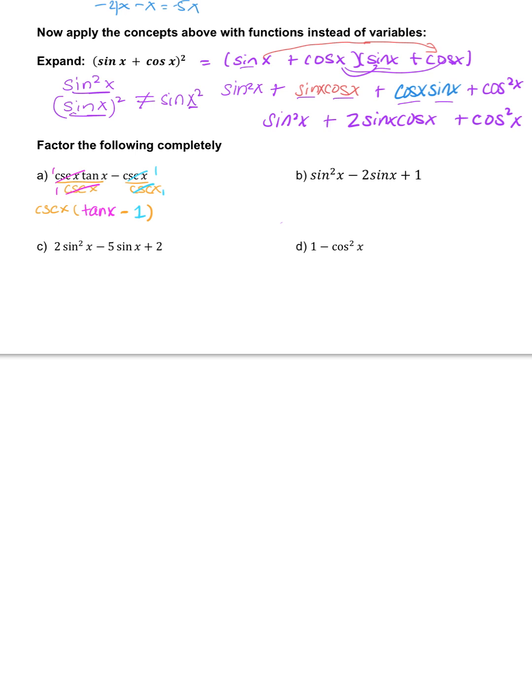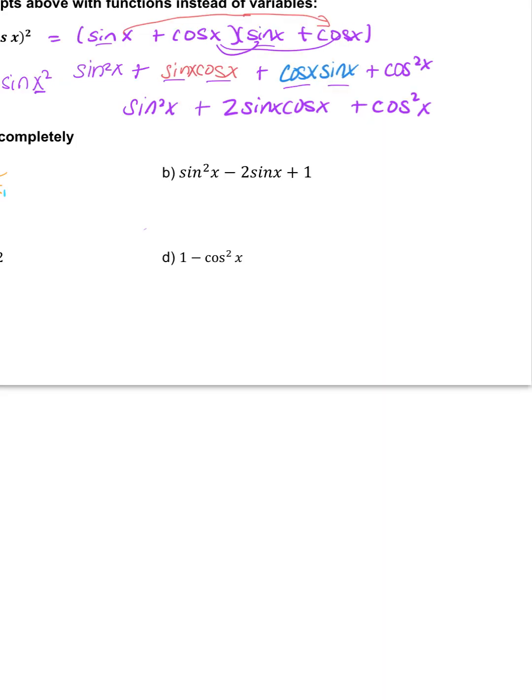Now again, you can check yourself by multiplying this back in, and do you come up with your original problem that you started with? All right, letter B.